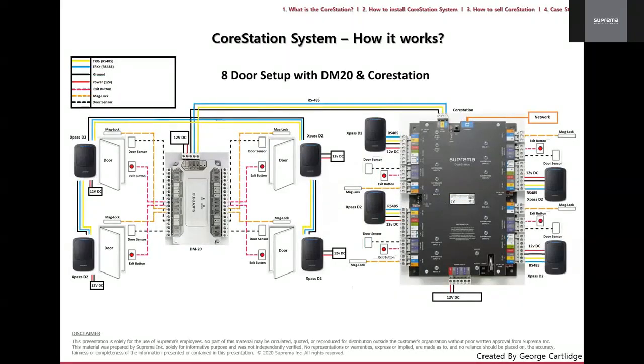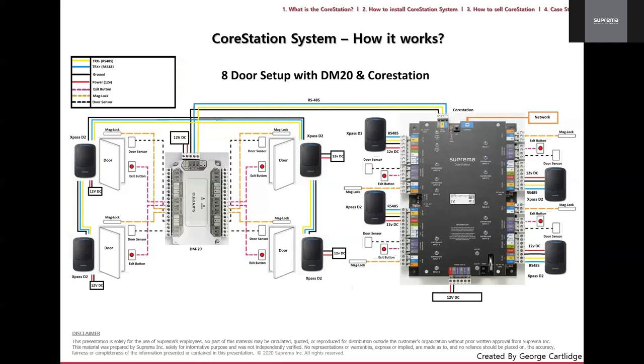I'll also demonstrate another diagram. So this is a 4-door setup with one CoreStation, which supports 4 doors. And then we've added an additional 4 more door support to get a total of 8. And how we did that, we have the CoreStation connected by RS-485 going all the way to the DM20. And then the DM20 can then RS-485 to the 4 other readers, which will then control each door that you see there on my screen.